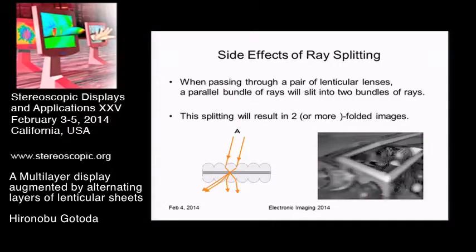So there's a problem with the second configuration, that is ray splitting. As I mentioned, the parallel rays of light will come here and split into two parts. But this splitting will often result in two-folded images like this one. So here is a box, and here is a ghosty box around here.